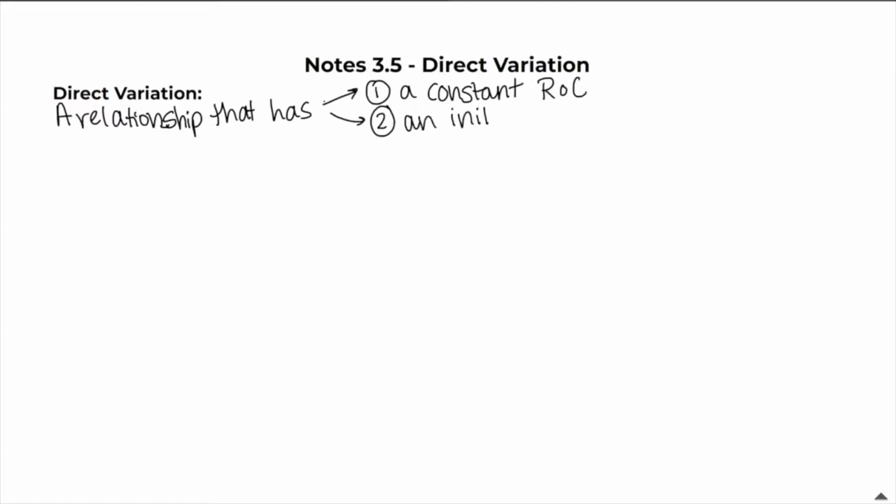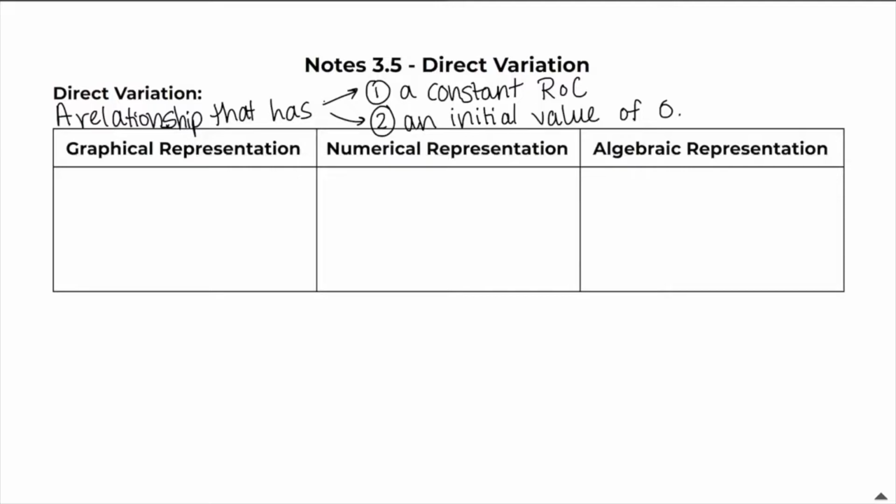And the first thing that we need to do is define what direct variation is. Direct variation is a relationship that has a constant rate of change and an initial value of 0. It needs both things in order for it to be considered direct variation. So let's talk about how we might see these kinds of situations.